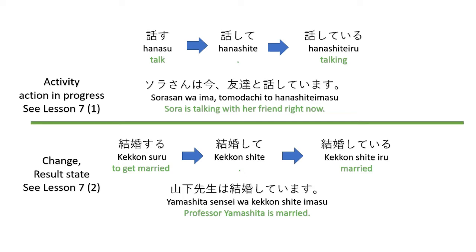Now he is married. So in this verb, when iru is added, there is a change in the state of the thing or the person. So it is discussed further in lesson 7.